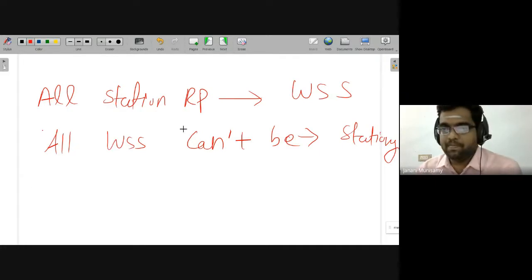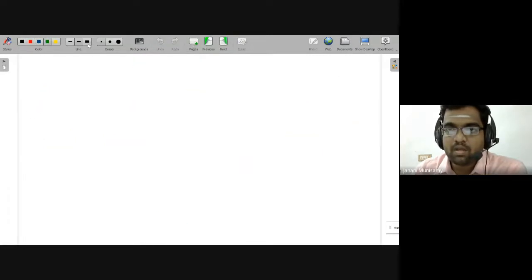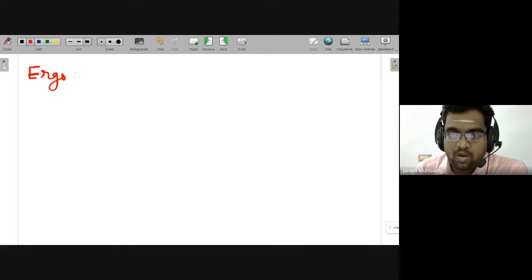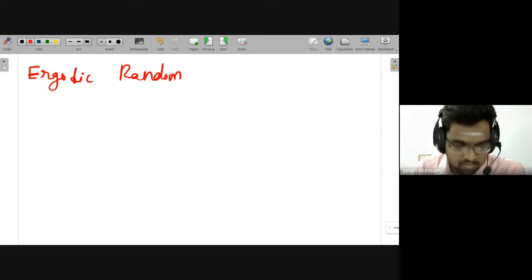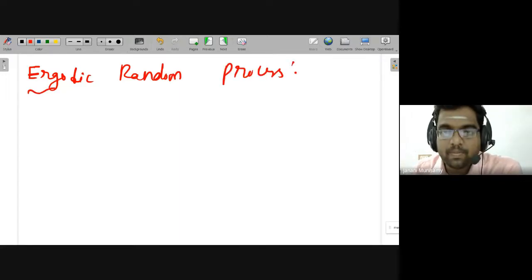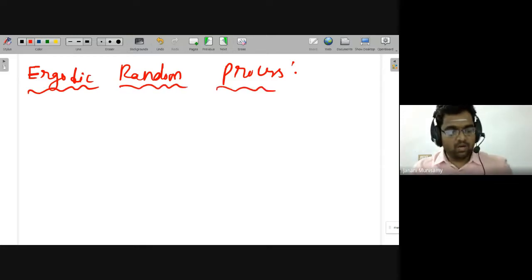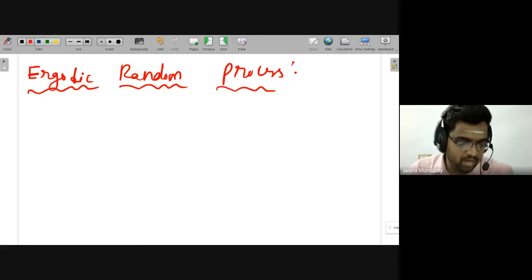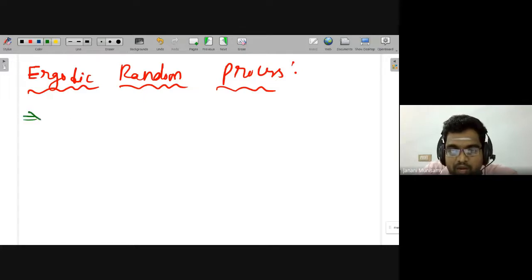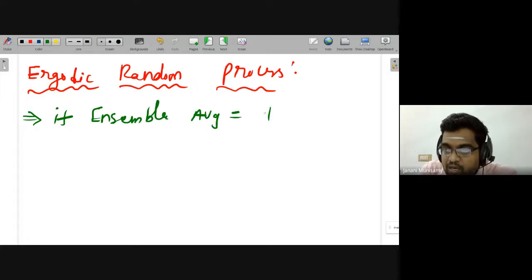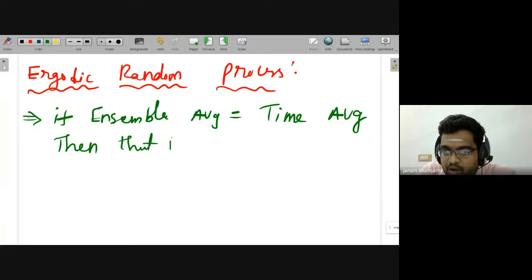Next we'll come to the ergodic random process. Already we have calculated two different types of mean: one is the ensemble mean and another is the mean with respect to time. What is the condition? If the ensemble average is equal to the time average, then that is an ergodic random process.